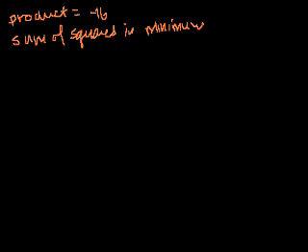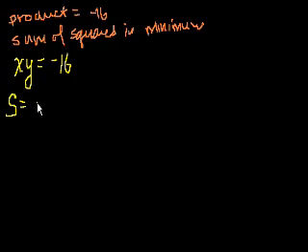Let's call those two numbers x and y. The product is minus 16, so we know that x times y is equal to minus 16. And then what's the sum of their squares? Let's call that s. The sum of their squares is going to be equal to x squared plus y squared. This is the function that we want to optimize, and in this case, we want to find the minimum value.